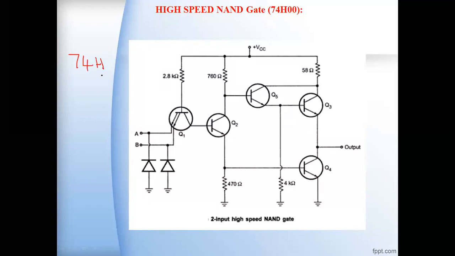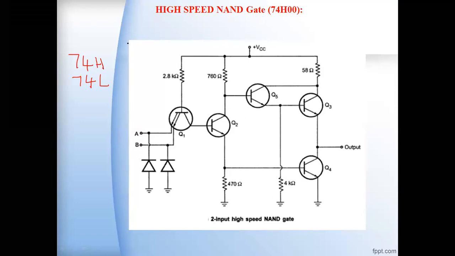74H TTL, which is high speed TTL logic. And the other one is 74L TTL, low power TTL logic. So the 74H is the high speed transistor logic gate. In the TTL logic family, the basic logic circuit is the NAND gate. That's why again we have considered the NAND gate only. But here we have considered the other TTL logic family NAND gate.